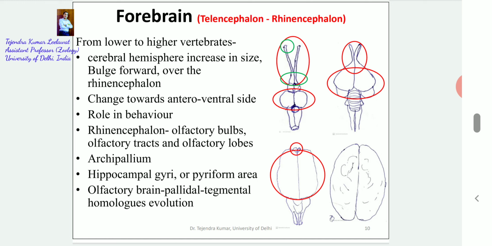So from lower to higher vertebrates, when we discuss, then we can see that cerebral hemisphere size is increasing continuously, and that's why it bulges forward and covers the complete other structures, including rhinencephalon.